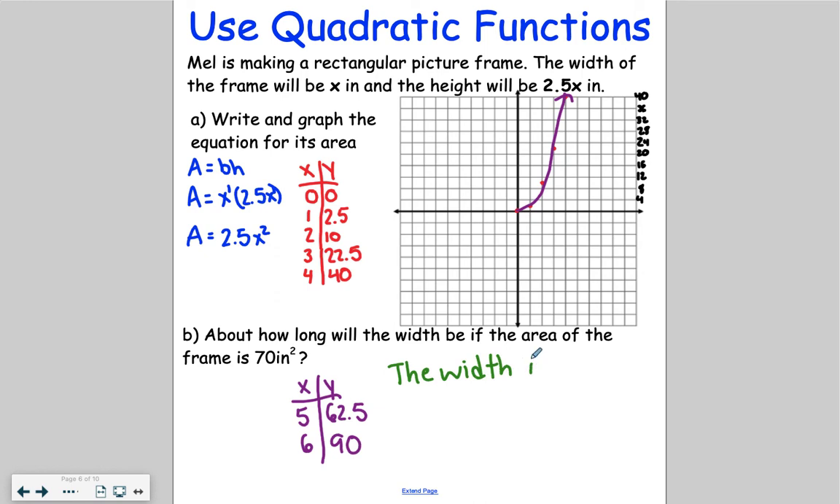So what we're going to say then for our final answer here is that the width is between 5 inches and 6 inches, because our answer for the area went from 62.5 to 90, so somewhere in there is 70. And then we're going to say that it's closer to 5 inches, because 62.5 is closer to 70 than 90. So it's somewhere between 5 and 6 inches, and it's going to be closer to 5 inches.